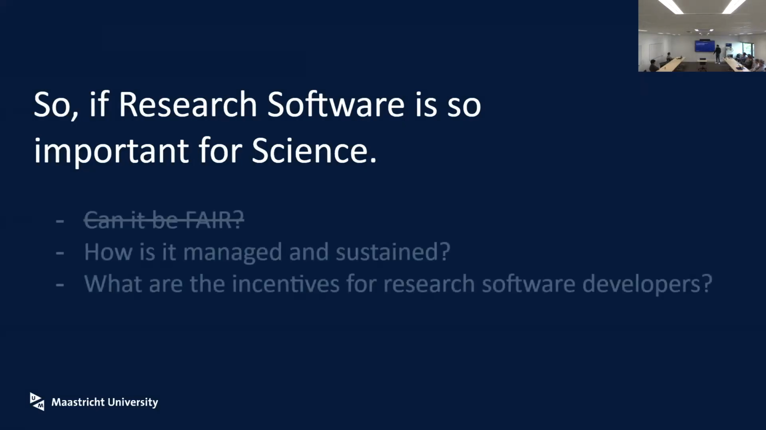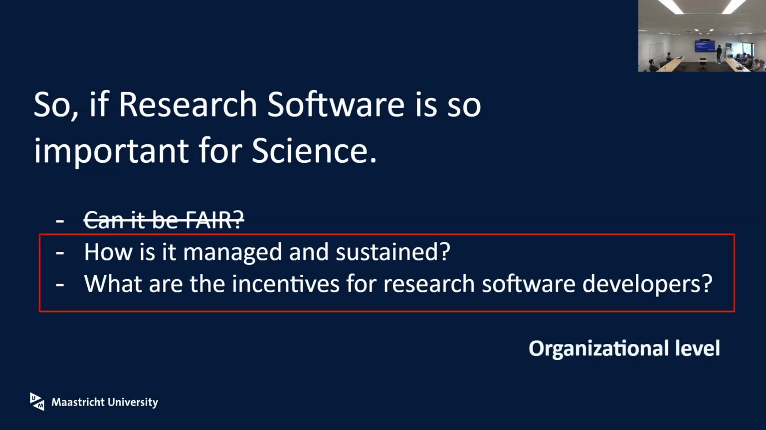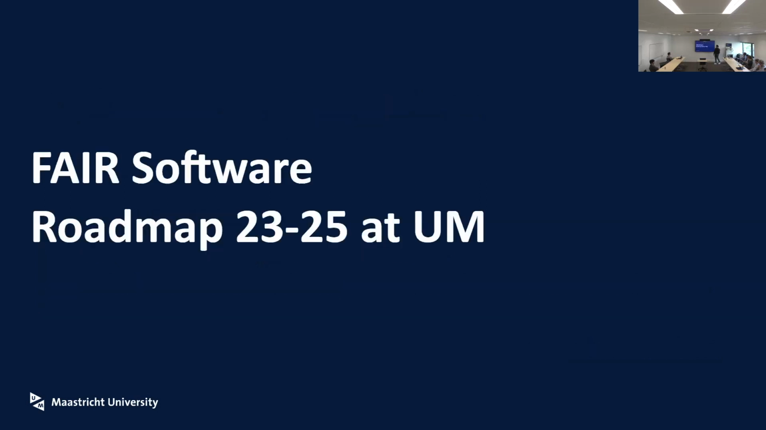So then I go back to the question, so if research software is so important in science, we already saw that, yeah, can be fair. There's a lot of challenges. And we only saw the quantitative side of fair. But then this part, how it's managed and sustained, and what are the incentives we saw in the last slide, this goes on the organizational level, right? So yeah, we can measure things, but to actually take care of answering these questions, we need to look inside as well. One of the things that we want to work on is on a roadmap.